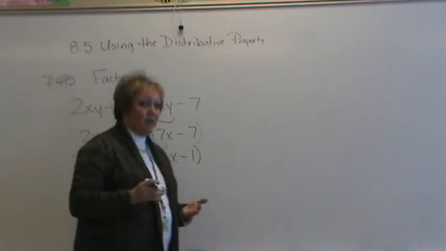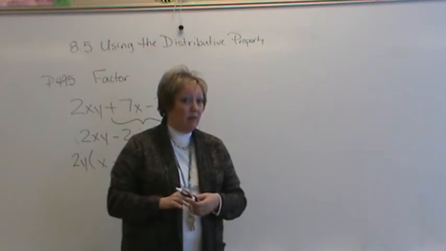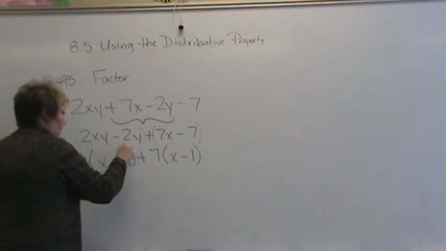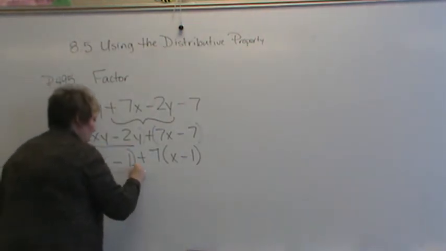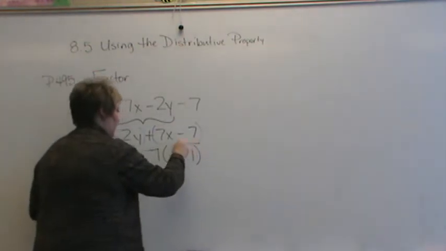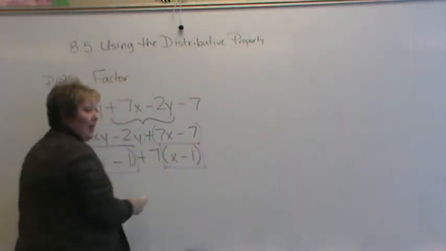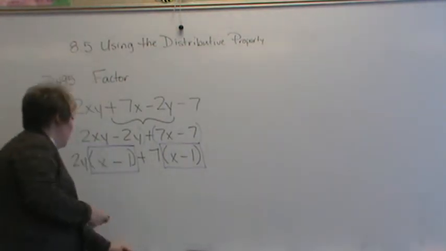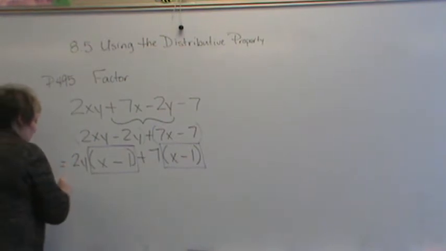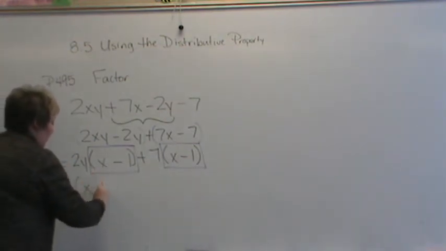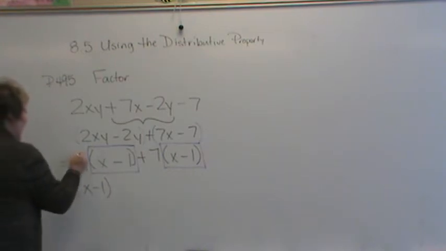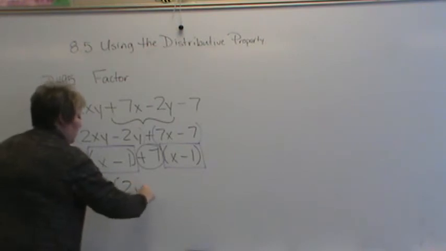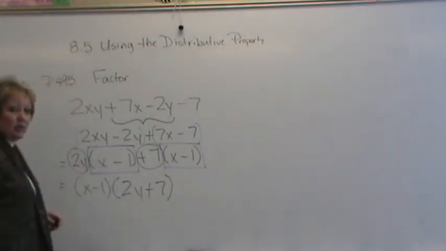Do I have something else that I can factor? Do I have another greatest common factor? Look closely. I actually do. Now I have x plus 1 and x plus 1 that I can factor out, undistribute, unhug. So if I factor out this x minus 1, what I'm going to have left behind, or what I factored in, would be 2y plus 7, close parentheses.